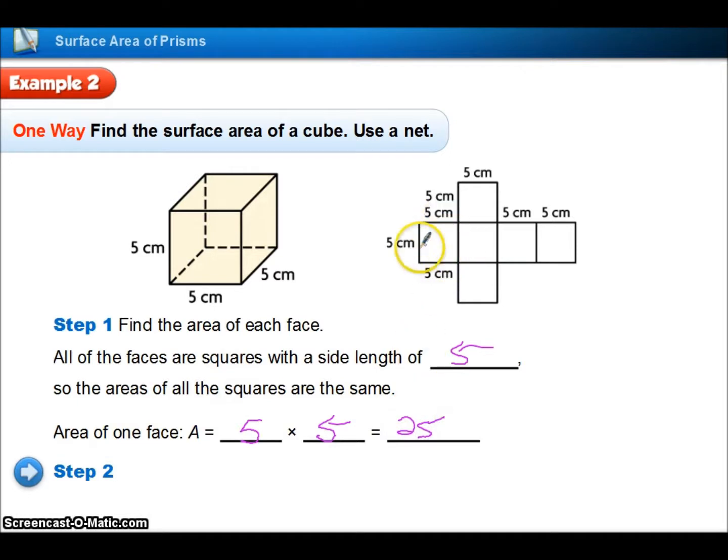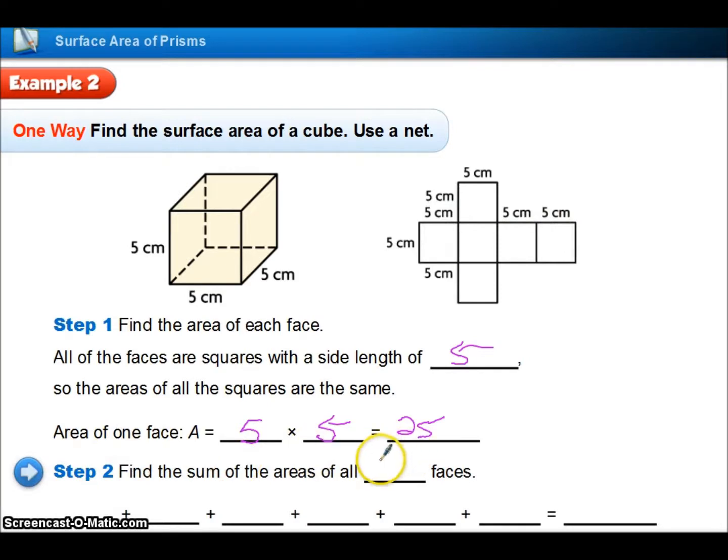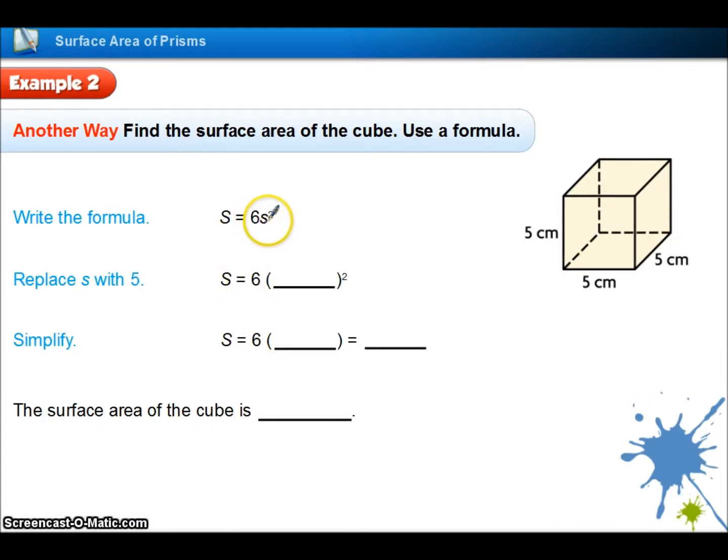Since they're all going to be the same, I can take it 1, 2, 3, 4, 5, 6, multiply that times 6, or just add them up. All 6 faces: I have 25 plus 25 plus 25 plus 25 plus 25 plus 25, and I get 150. That's one way to do it. The other way is just to take s squared, which is 5 squared, 5 times 5 is 25, and take 25 times 6, and I get 150.